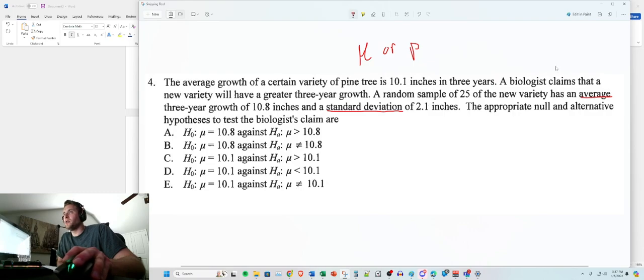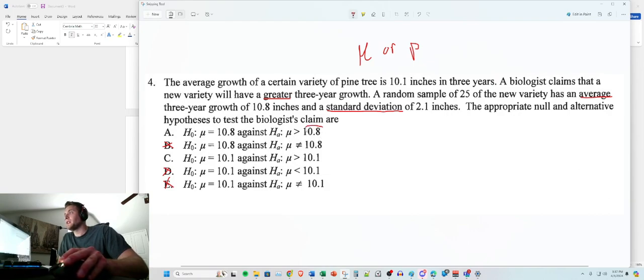Okay. So what we need to determine is what goes where. It says right here, a biologist claims that a new variety will have a greater 3-year growth. So we know that it shouldn't be B because that's not equal to. How that would show up is if it were different. We'll write about that in a second. And this one is less than, and this one is also not equal to. So we know that it can't be these because we want to show that it's greater than, and that's why the symbol for A or C would be better.